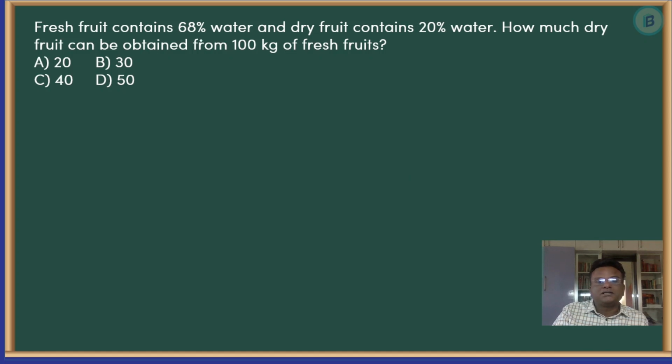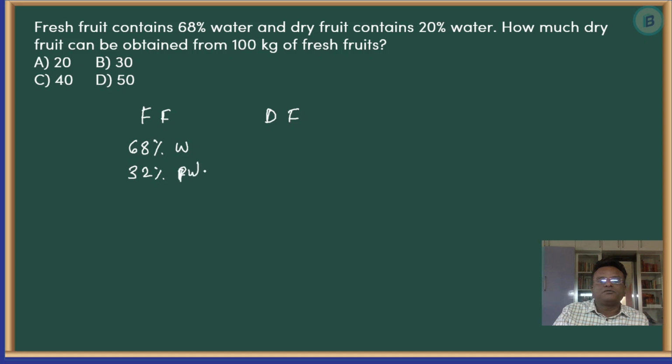Okay, so understand this question. Fresh fruit contains 68% of water and dry fruit contains 20% water. How much dry fruit can be obtained from 100 kg of fresh fruit? This is fresh fruit and this is dry fruit. In fresh fruit it says that there is 68% of water and 32% of fruit pulp.